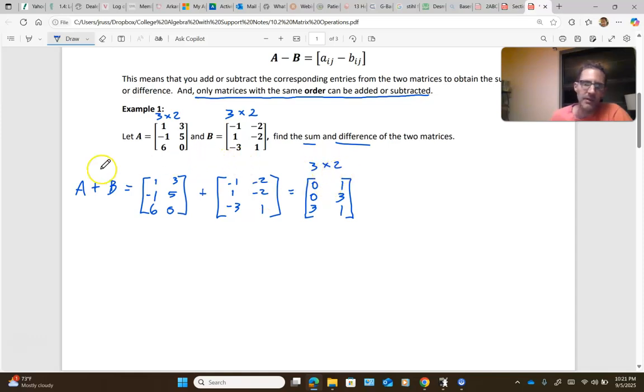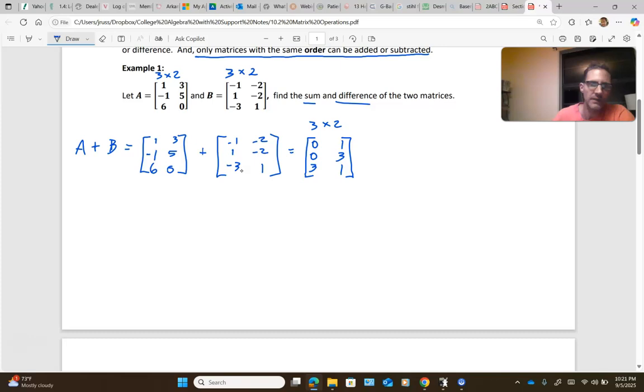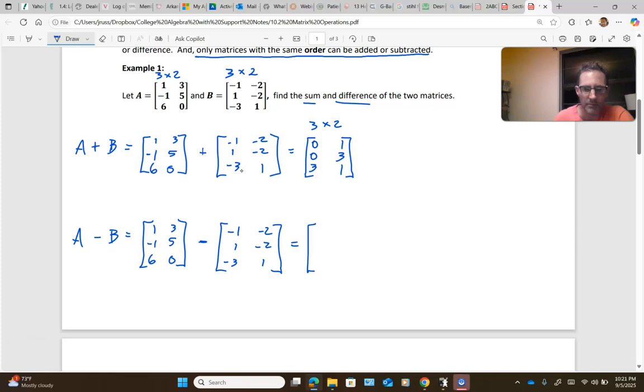So this is the sum of those two matrices. Now we'll do the difference, and then we'll do this in the calculator and check. Let me just copy these down again real quick. Right now we're going to be subtracting. You've got to be a little careful with the subtraction, guys, because remember, anytime you're subtracting a negative, that's the same as adding a positive. And we're still going to get a 3 by 2 matrix.